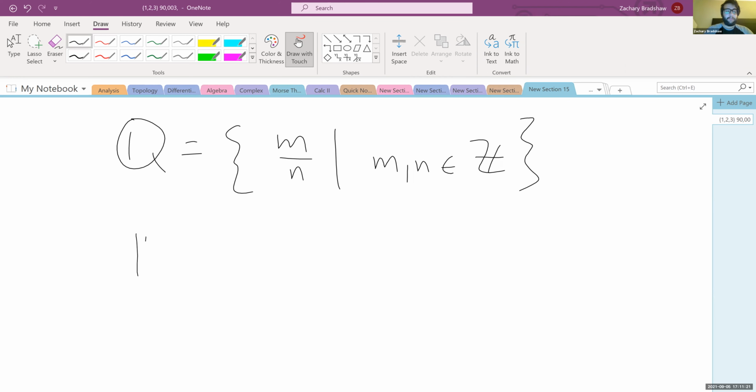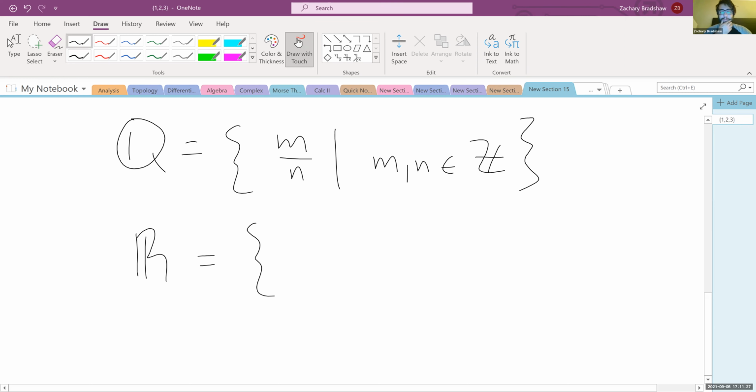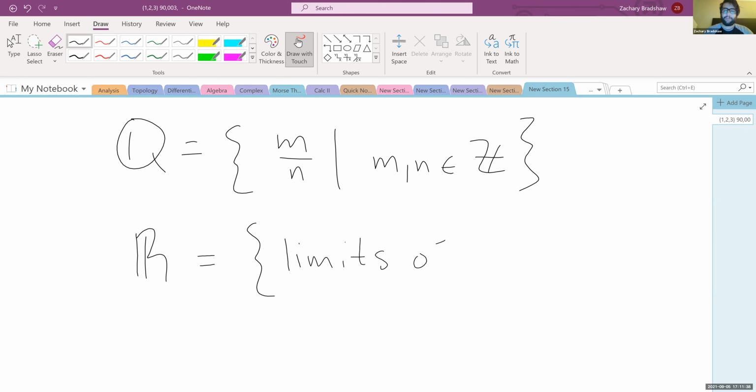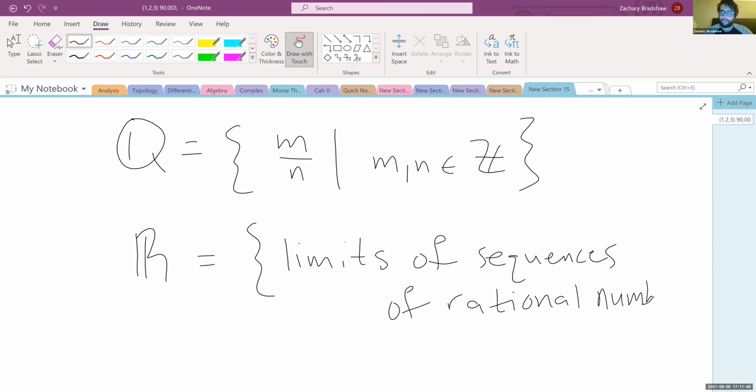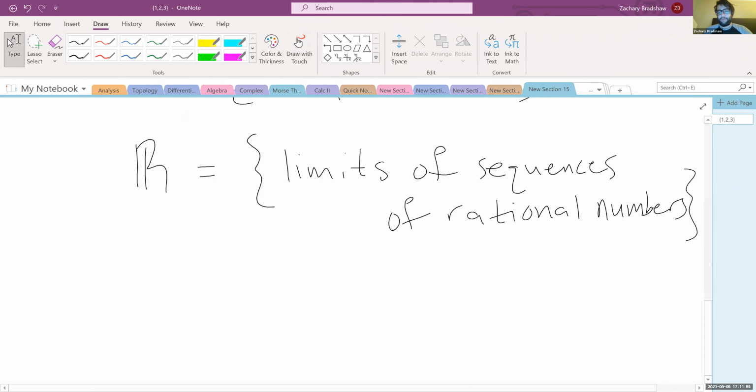Then we can build the real numbers, and their construction is actually a little complicated. If you take a real analysis class in the math department, you'll see it. But essentially what they are is limits of sequences of rational numbers. If I give you a sequence of rational numbers and it converges, the thing it converges to is a real number. And that's how you build the real numbers.